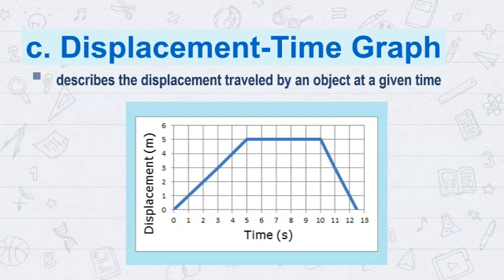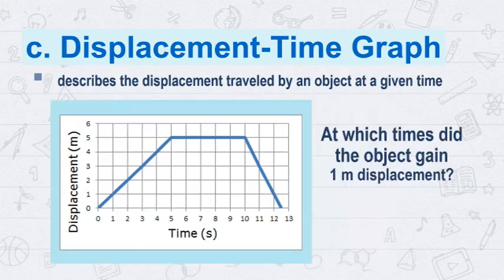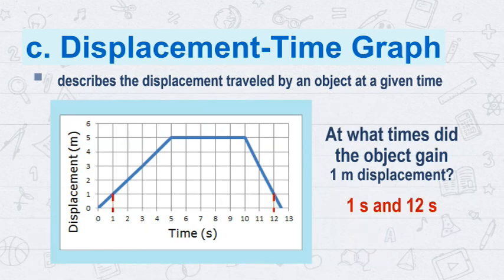Here's another motion graph. We call it the displacement-time graph. It describes the displacement traveled by an object at a given time. Looking at this graph, at which times did the object gain 1 meter displacement? Right. At 1 second and 12 seconds, the object has 1 meter displacement.